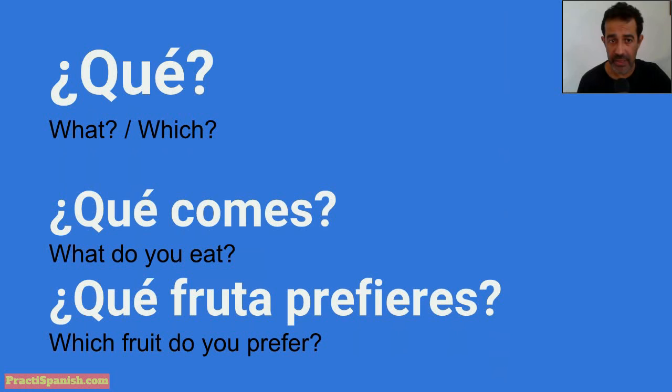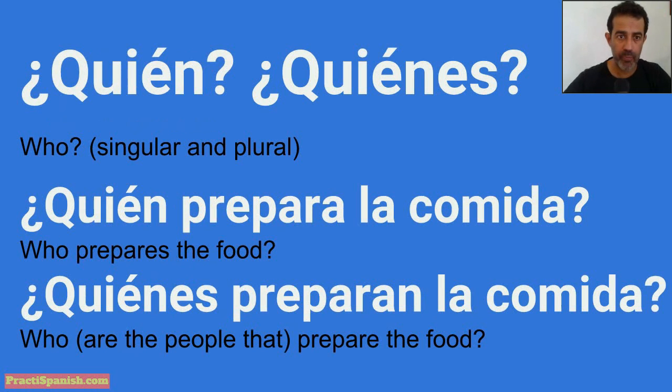The first one is the word qué. Qué means what, mainly used for what, but also can be used like which. So, for example, ¿qué comes? What do you eat? But I also can use the word in order to ask, ¿qué fruta prefieres? Which fruit do you prefer? Qué means what and which.